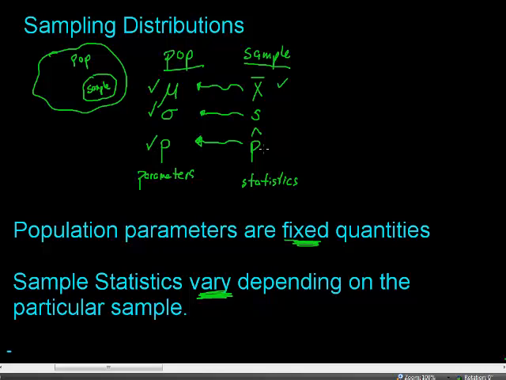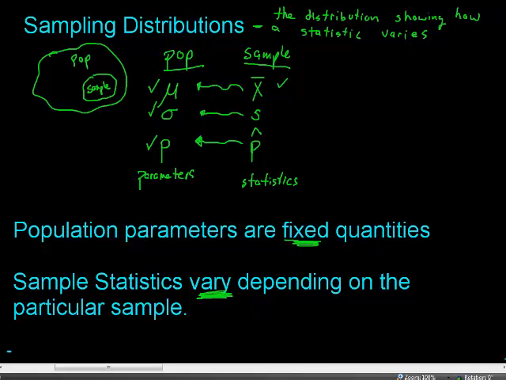So the distribution showing how a statistic varies is called a sampling distribution. So a sampling distribution is the distribution showing how a statistic varies. So what we see in a sampling distribution is how a particular statistic, whether it be an average or a proportion, will vary from the truth.